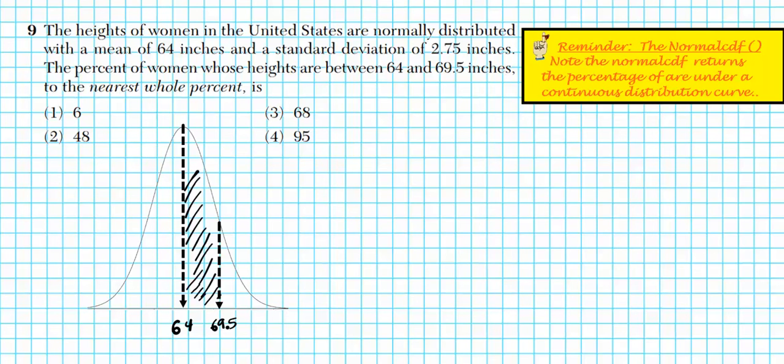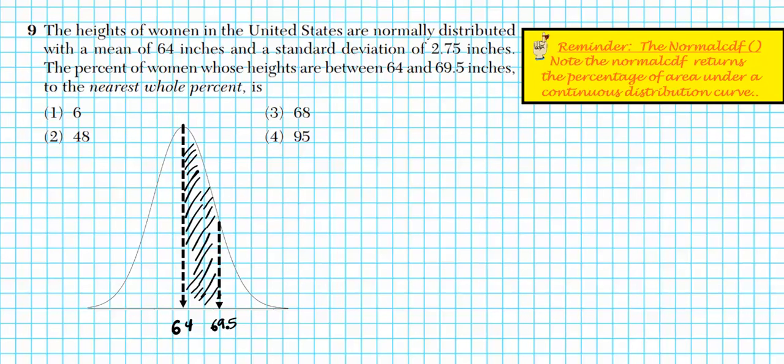All right. So there are multiple functions in your calculator, but the one that is applicable to this particular problem is the normal cumulative density function. Okay. So remember what the normal cumulative density function in your calculator does. What it does is it returns the percentage of the area under a continuous distribution curve. Okay, so if you have a normal curve and you want the percentage of the area within two boundaries, you use your normal cumulative density function in your calculator. All right. Okay, so that's what we're going to use.